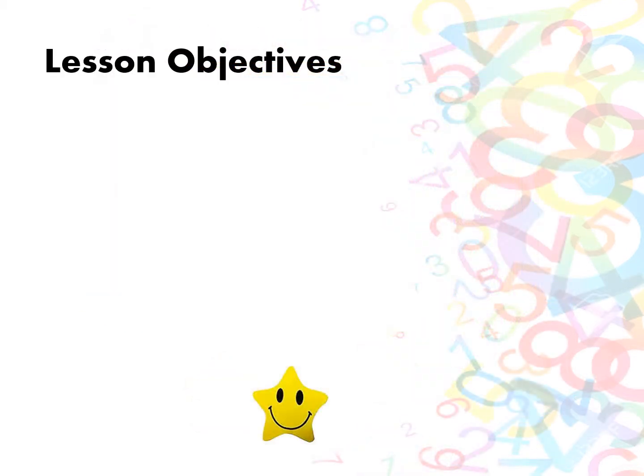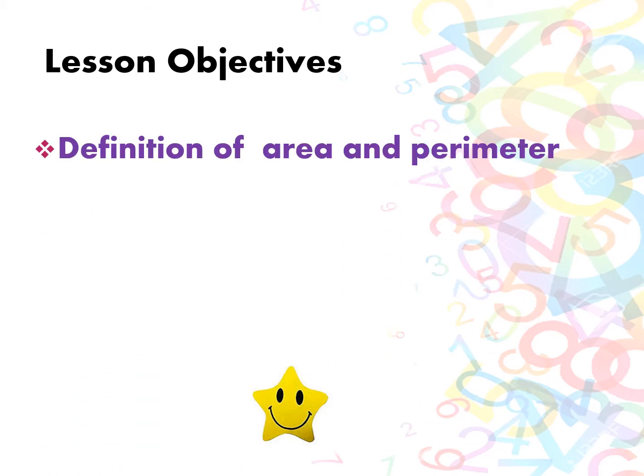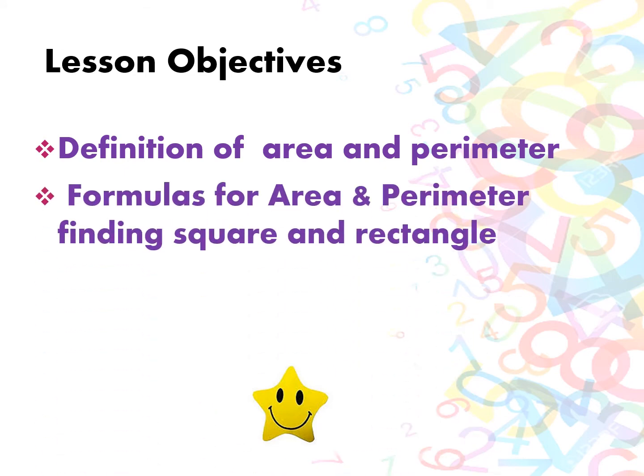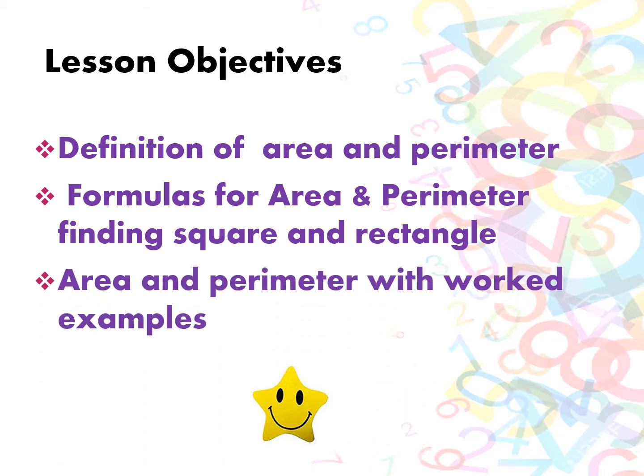Before moving on, it is important to know firstly what our lesson objectives of today are. So, today we will be learning the definition of area and perimeter, formulas of area and perimeter, finding them for a square and rectangle, and at last area and perimeter with worked examples.